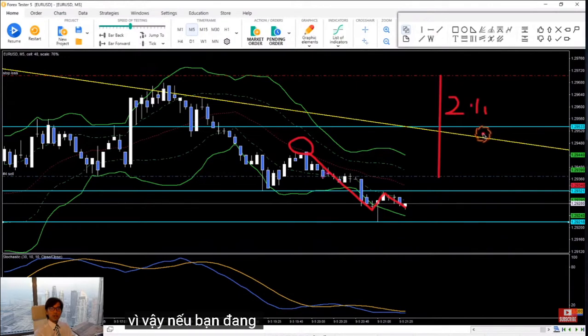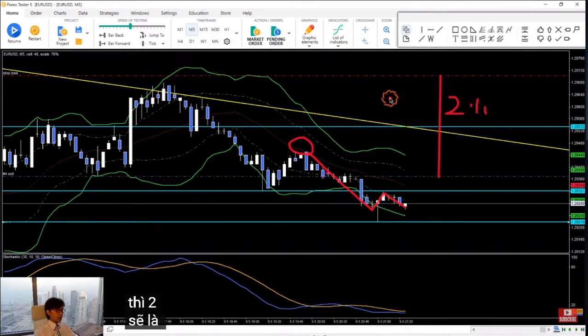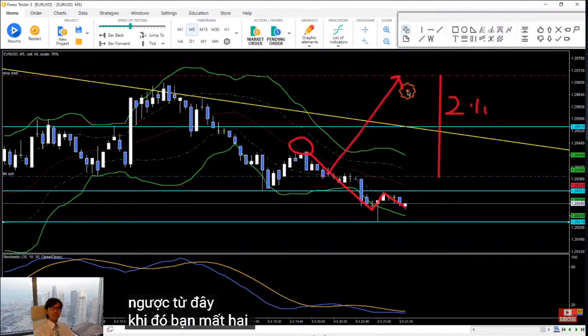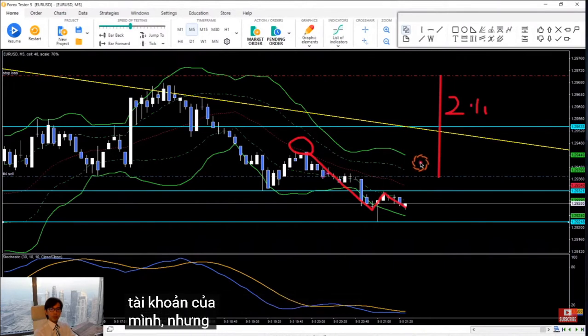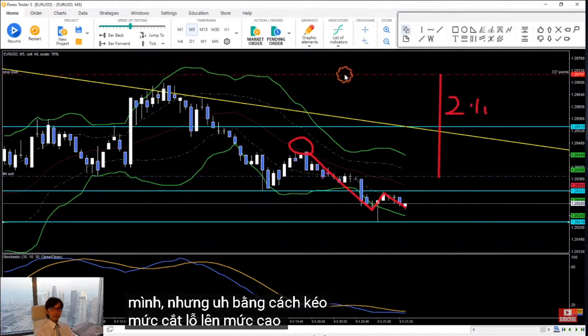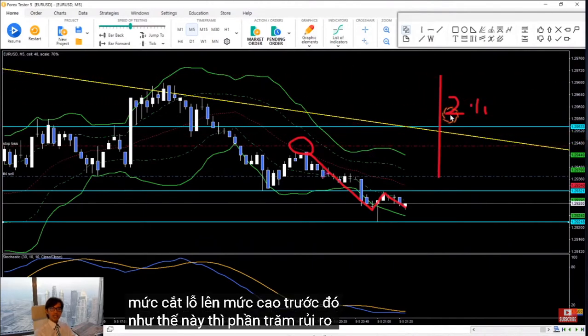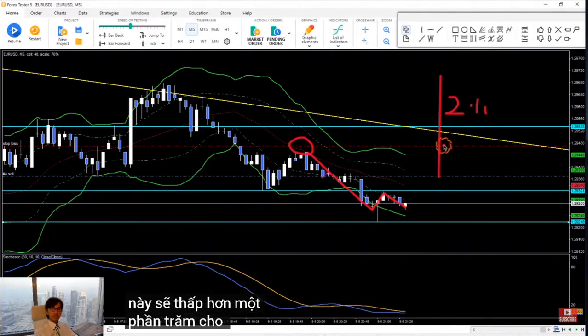So if you are trading with 10,000 USD, then 2% will be $200. So if the market reverses backwards from here, then you lose 2% on your account. But by dragging the stop loss level to the previous high like this, your risk percentage will decrease. This is going to be less than 1% risk per trade.